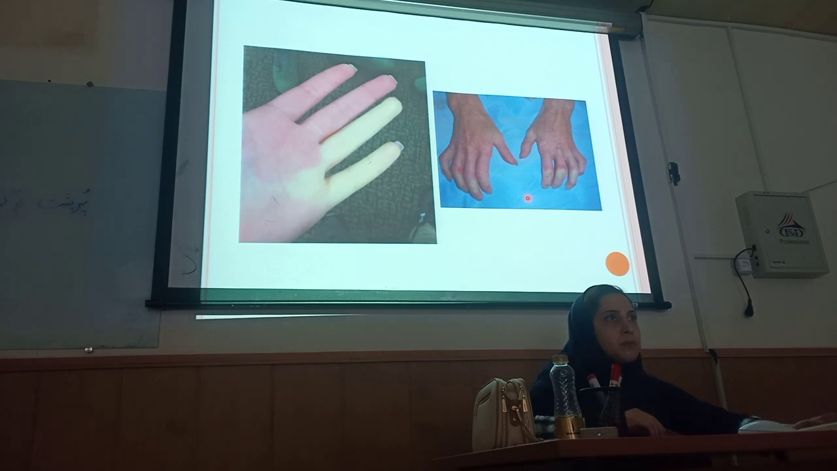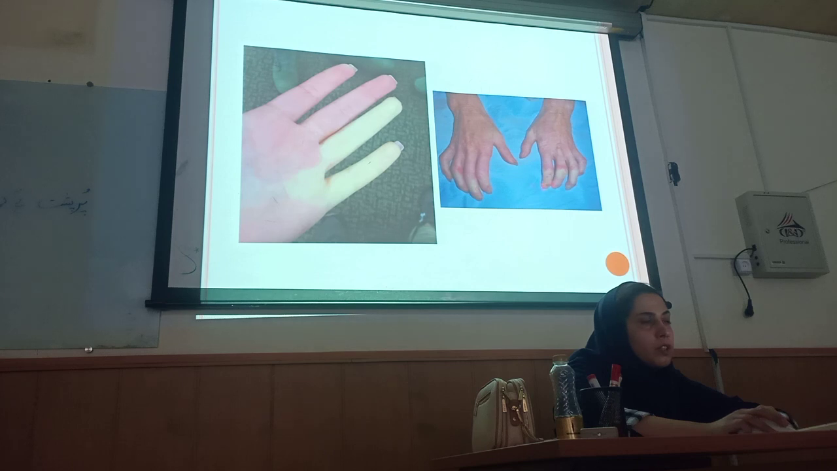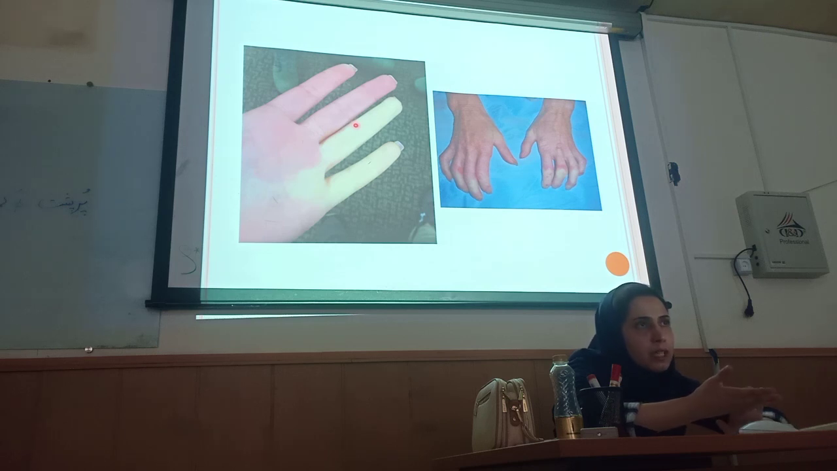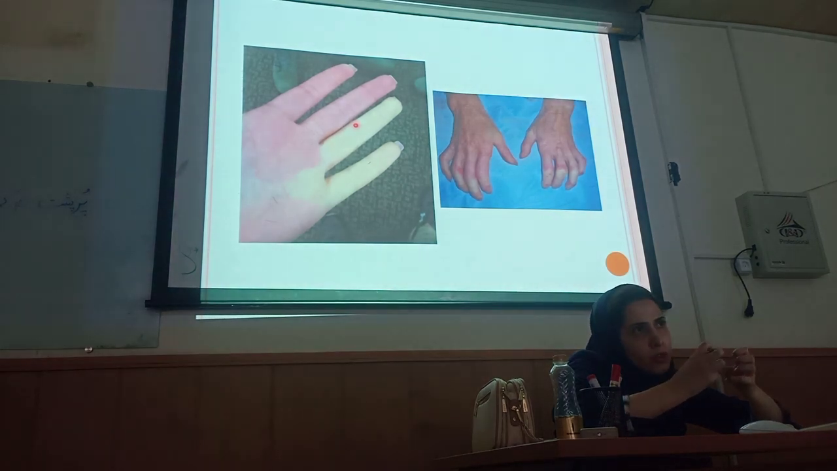Okay. This one, Raynaud, is due to the unavailability of oxygen. It is due to hypoxia, because the vessels cannot respond to hypoxia well. First the fingers become pale, and then after a few minutes, they become red. Because they cannot respond well to hypoxia, or stress, or anything that causes constriction.